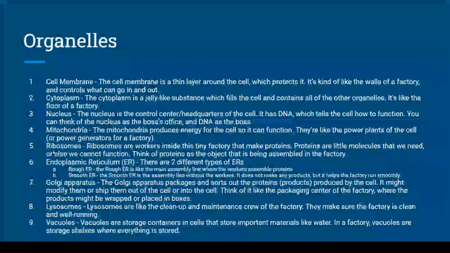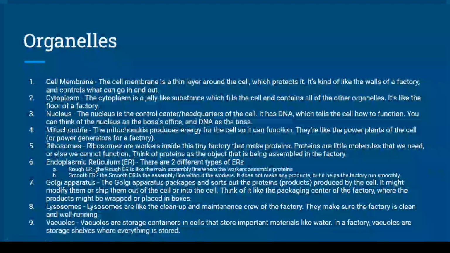Next, we have ribosomes. Ribosomes are little workers inside the tiny factory. The tiny factory is the cell. These workers assemble proteins. Proteins are basically little molecules that we need, they're really important. If we don't have any proteins, then we can't function. Proteins in a factory are just the product, right? If this factory made cars, then you could think of proteins as basically the cars of the factory.